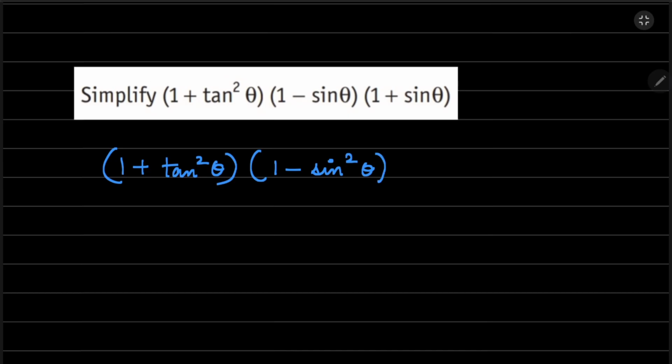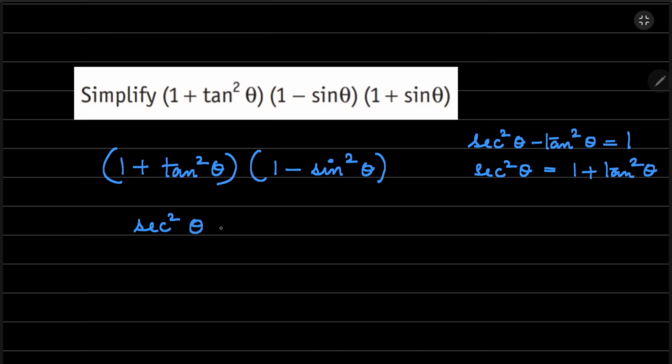What is 1 plus tan square theta? So again, let us calculate. You know secant square theta minus tan square theta is equal to 1. If minus tan goes to the other side, what will you have? Secant square theta is equal to 1 plus tan square theta. So what is 1 plus tan square theta? It is nothing but secant square theta.